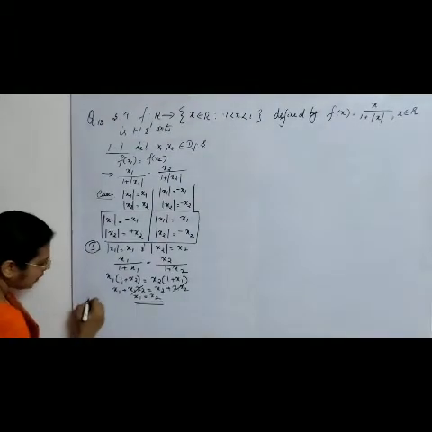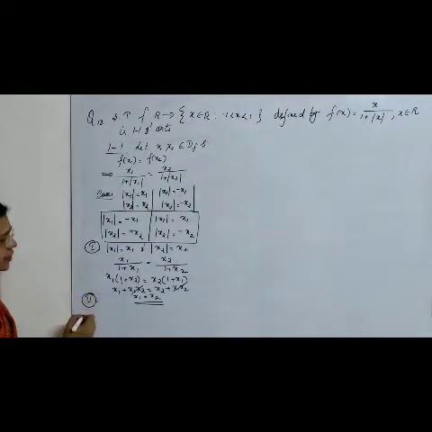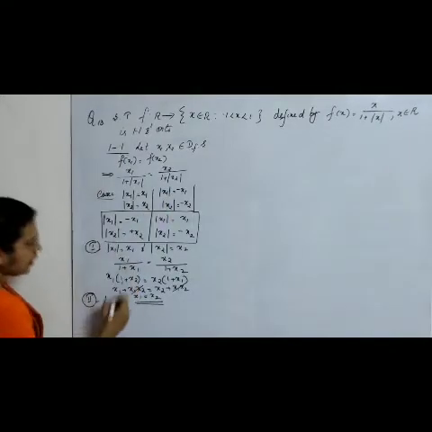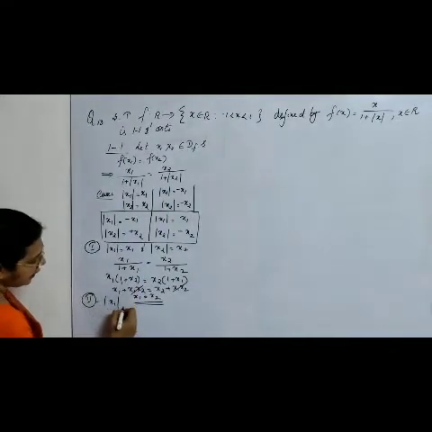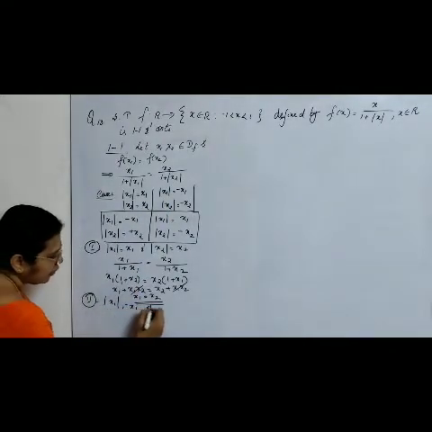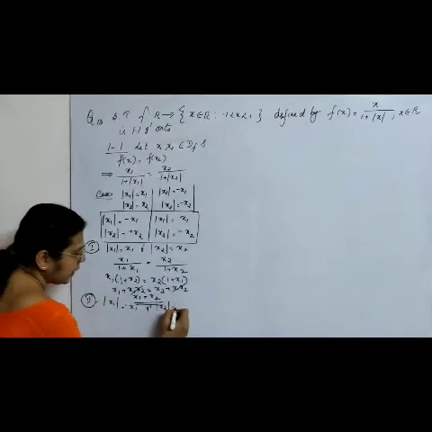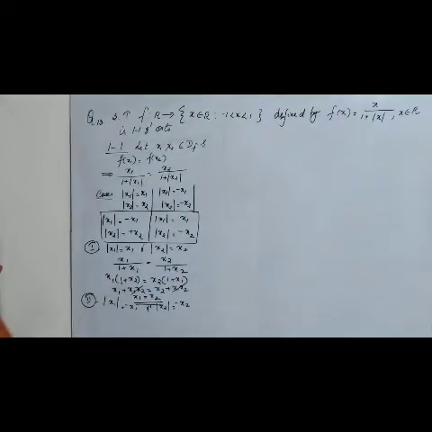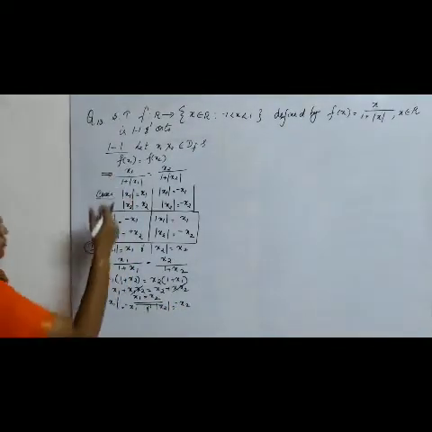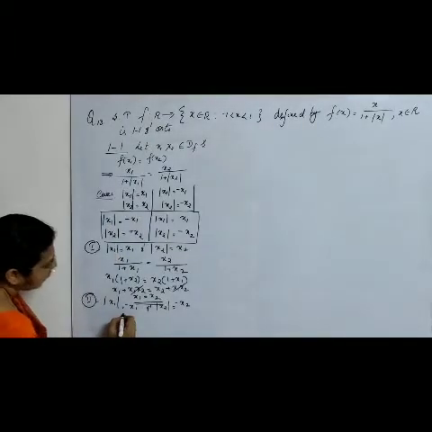Right? Now in the second case, where modulus of x1 is negative of x1 and modulus of x2 is negative of x2. Right? So what does this function happen to be?